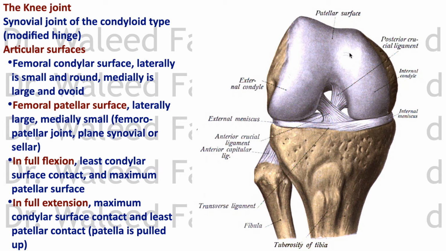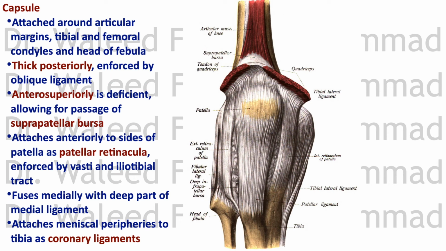Now the medial condyle of the femur, the articular surface is ovoid and larger than the lateral condyle, which is rather rounded. Only part of the lateral condyle shares into the knee joint. Okay, so these are the articular surfaces. Don't forget the femoropatellar joint.